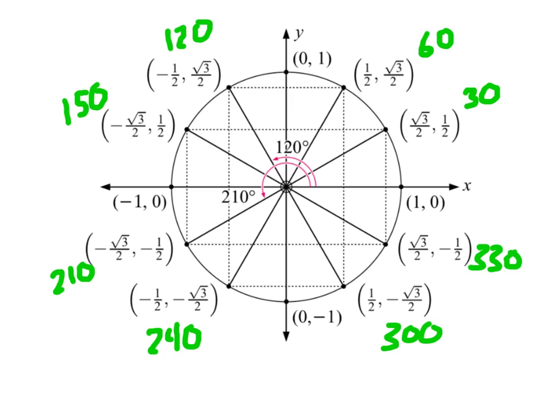all have coordinates that are combinations of 1/2 and the square root of 3 over 2 and their negatives. And using all silly turtles crawl, we know that in the first quadrant, they're all positive. In the second quadrant, the x-coordinates are negative and the y-coordinates are positive. In the third quadrant, all coordinates are negative. And in the fourth quadrant, the x-coordinates are positive and the y-coordinates are negative.